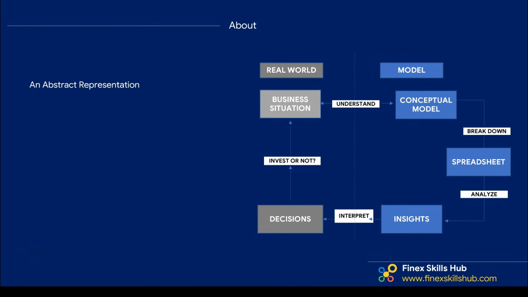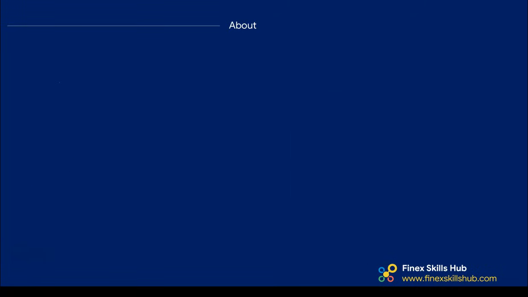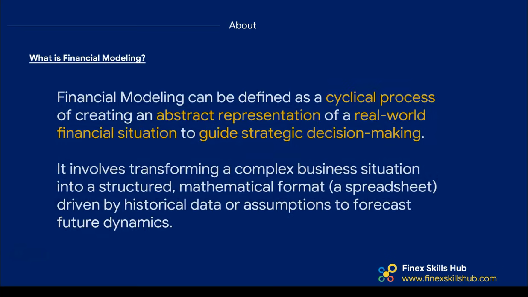So the key words here is that a model is an abstract representation of a real world business situation or financial situation. It normally would use numbers or math. It helps us also forecast business dynamics, okay, and is driven by assumptions or historical data, right? So what is financial modeling in essence? These are the key words.